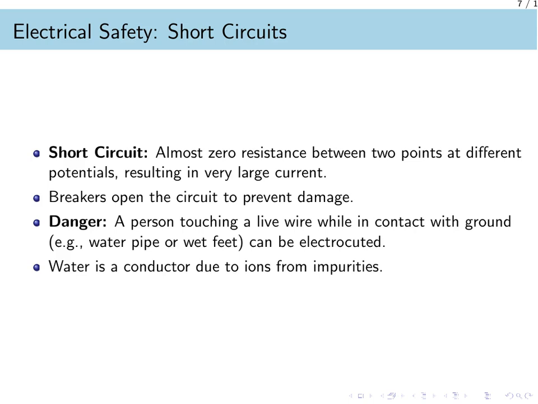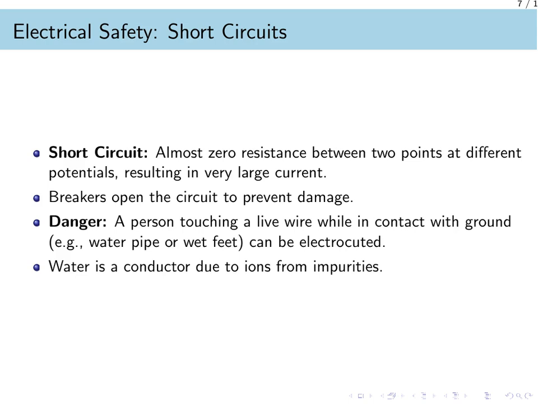A short circuit happens when there is almost zero resistance between 2 points that have different electrical potentials. This lack of resistance results in a very large, dangerous surge of current. Normally, a circuit breaker will open to prevent damage. However, a serious danger exists if a person touches a live wire while they are also in contact with the ground.